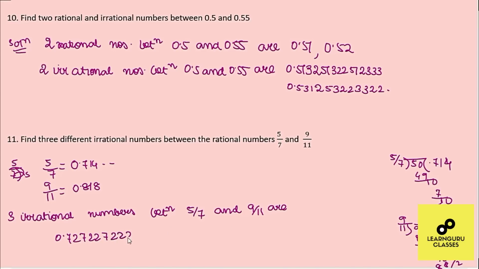And next is 0.75, 755, 755 is also an irrational number. Next is 0.801, 8001, 1800111. So this is also an irrational number.